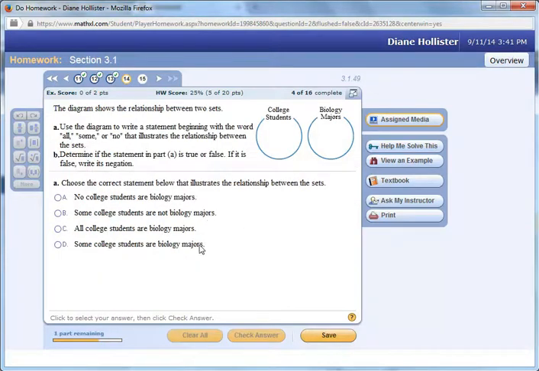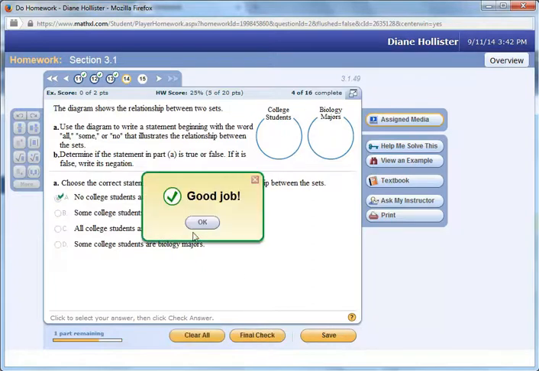Here are two sets. One is college students, the other is biology majors. If you look at these two sets, you will see that the circles do not overlap. If this is the diagram indicating the relationship between the two sets, we can see that no biology majors are college students and no college students are biology majors. These circles do not overlap. No college students are biology majors.